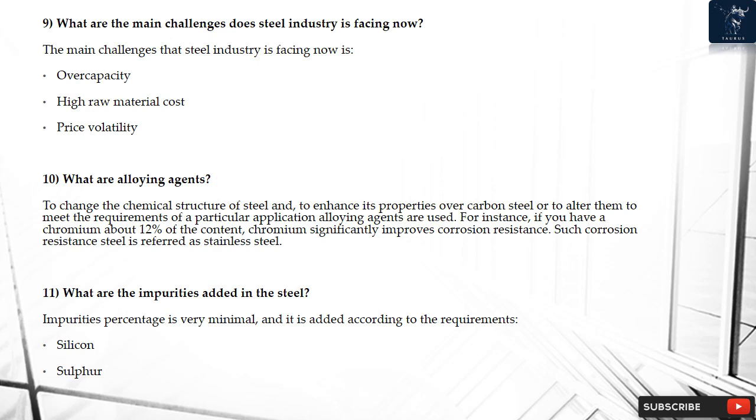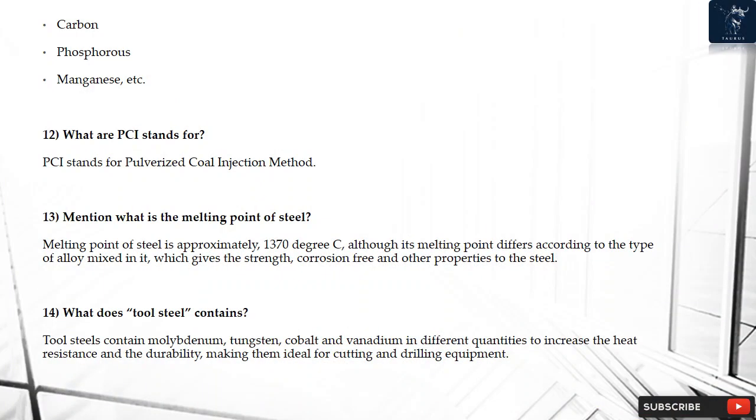11. What are the impurities added in the steel? Impurities percentage is very minimal, and they are added according to the requirements. Silicon, sulfur, carbon, phosphorus, manganese, etc. 12. What does PCI stand for? PCI stands for pulverized coal injection method.